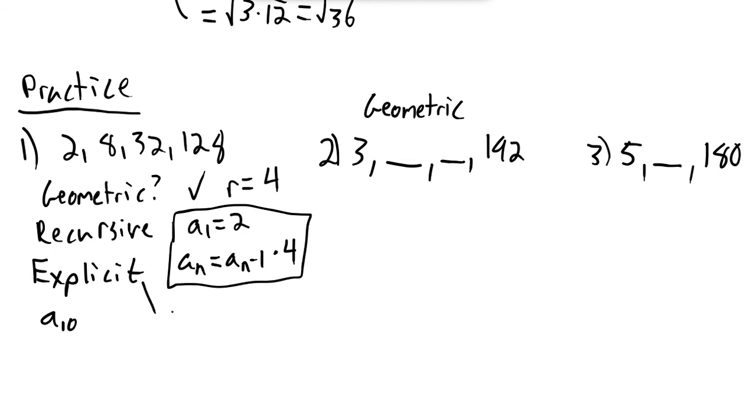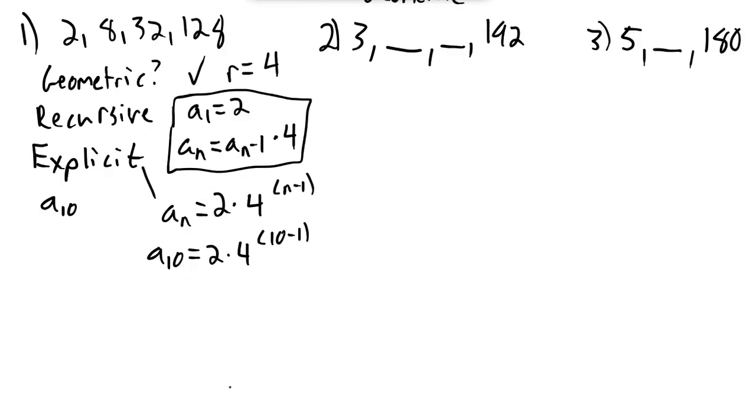What about our explicit formula? Our explicit formula is going to be a sub n is equal to our starting term times r, which is 4, to the n minus 1. Now for solving for a sub 10, the 10th term, do we want to use the recursive or the explicit formula? Probably the explicit, that way we don't have to do this an extra 5 or 6 times. So we're going to say a sub 10 is equal to 2 times 4 to the 10 minus 1, or 10th term is equal to 2 times 4 to the 9th.